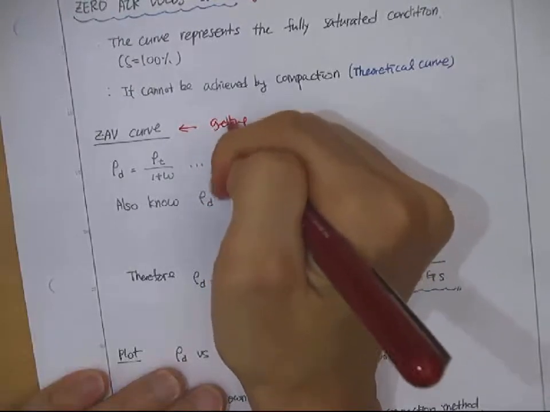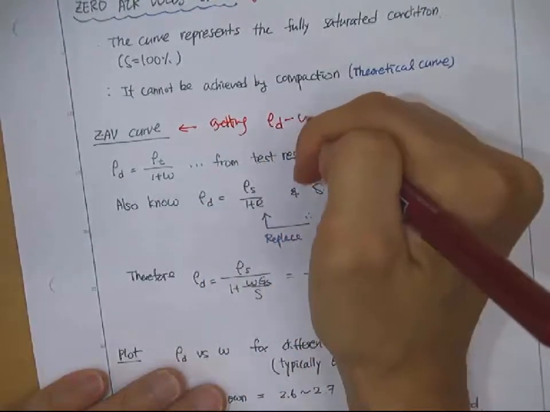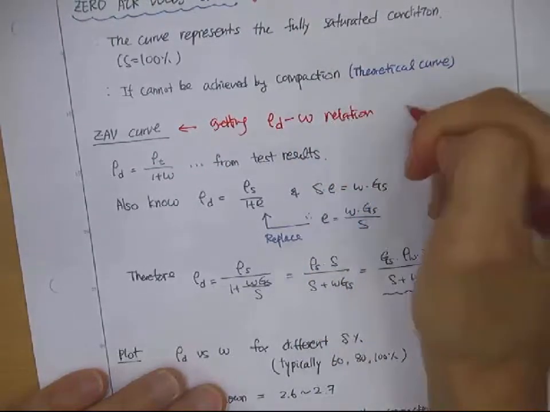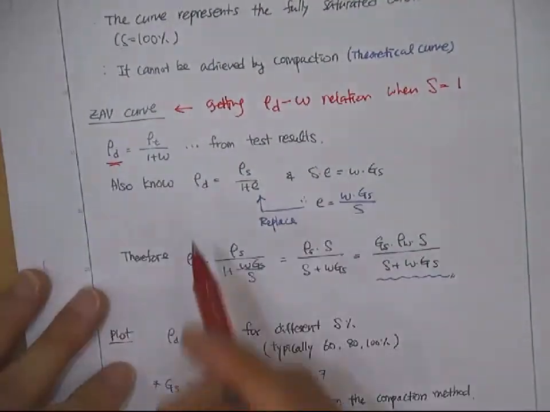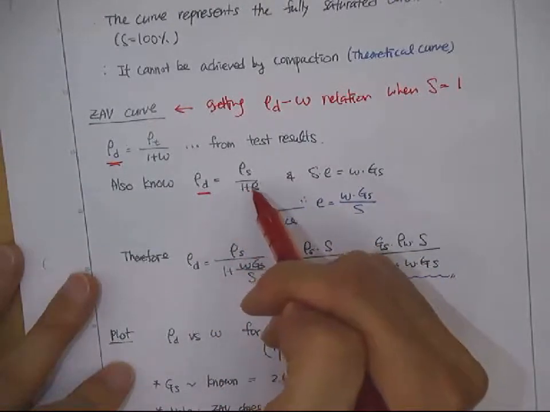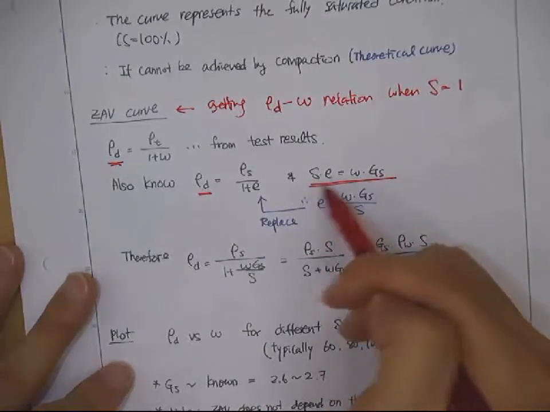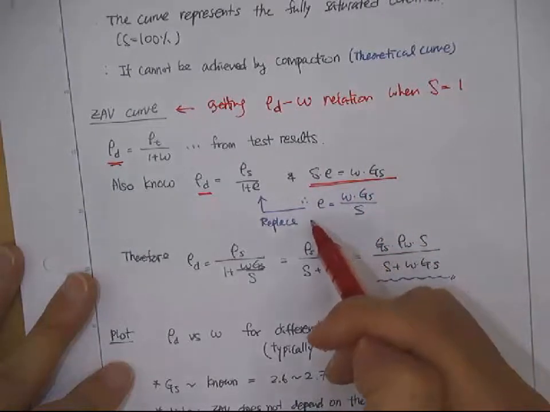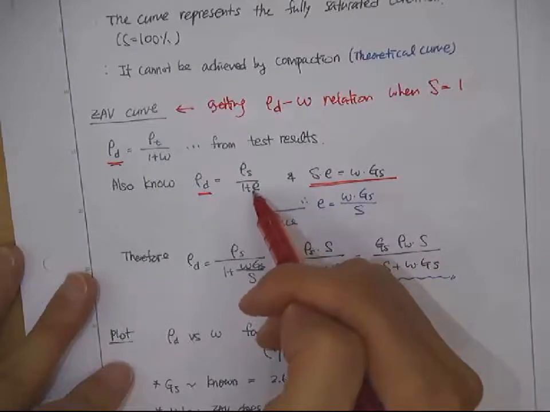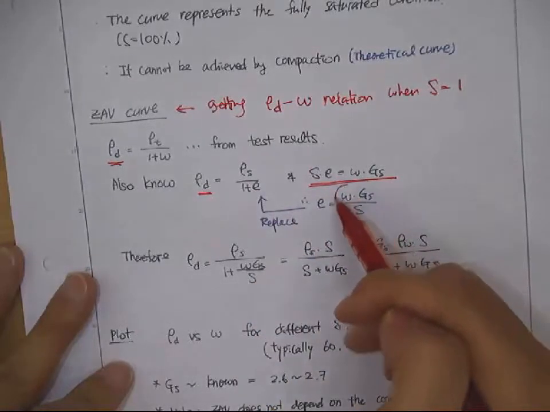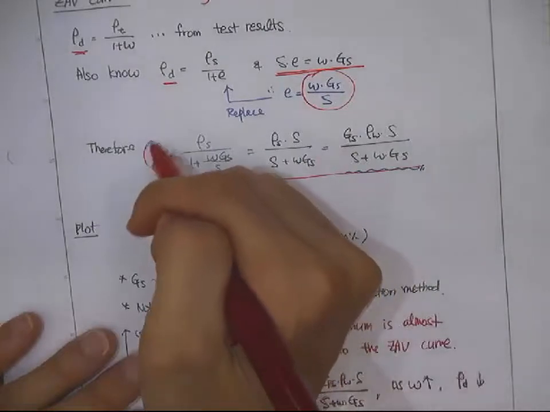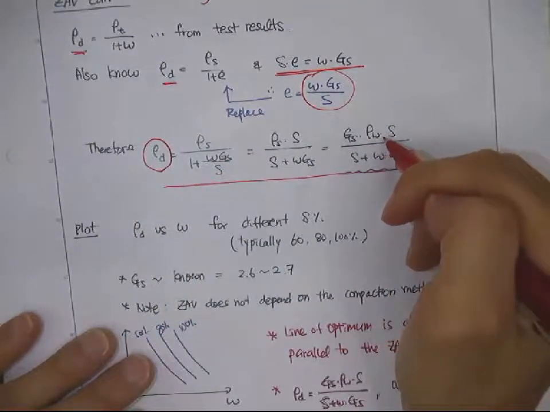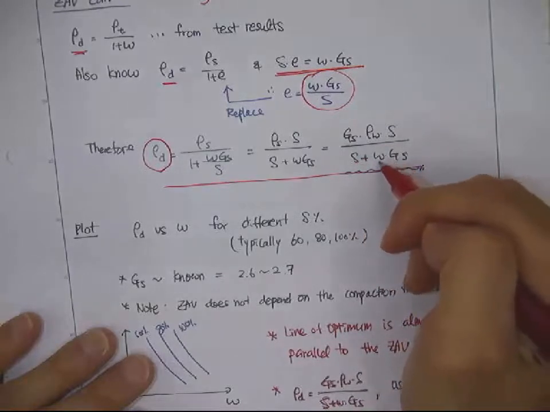It's like getting the rho d and W relation when the degree of saturation is 1. And we know the dry density is defined as the solid density over 1 plus e, the void ratio. And we know this relation at least, S e equals W times Gs. Here we don't know the void ratio, so we can replace it with the known value. So then you get this equation. Very simple. Rho d is Gs times water density times S over S plus W times Gs.